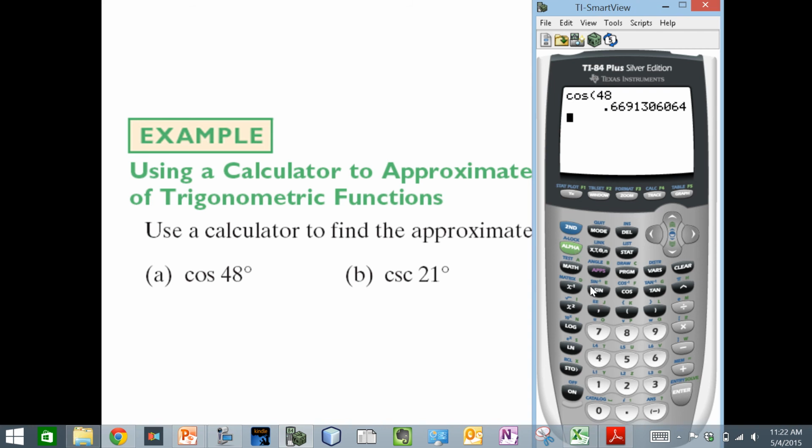Okay, your calculator does not have a cosecant button, but we do have a 1 divided by sine, because cosecant is the flip of sine. So we do 1 over sine of 21. Conversely, you could do this. You could say, okay, sine of 21, and then flip it over, because your answer is going to be the flip of sine, and you get the same thing here.